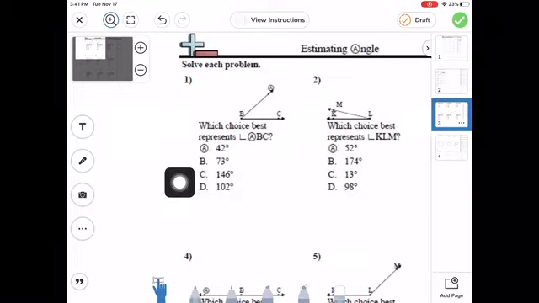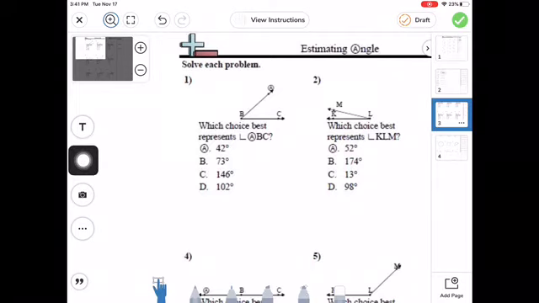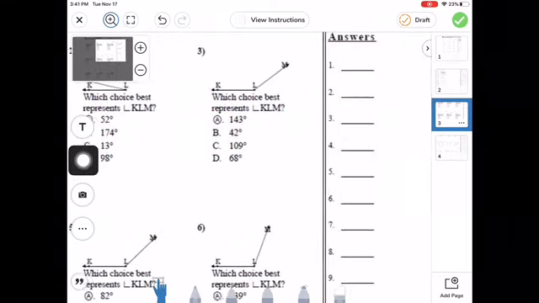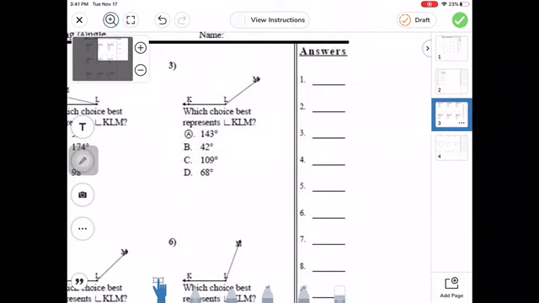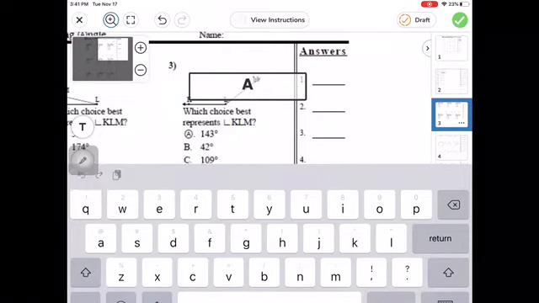146 degrees, which is an obtuse angle, so we know it can't be 146. Does it look like D, 102 degrees, which again, we know is obtuse, so it cannot be C or D. You must pick between A and B, because A is about half of 90, which this looks about half of 90, or B, which is almost 90 degrees. This isn't even close to 90 degrees, so the answer on this one would be A. As we go over to our column, you would type in A.